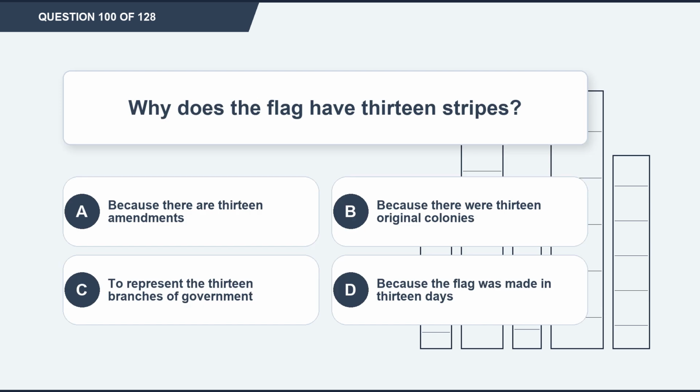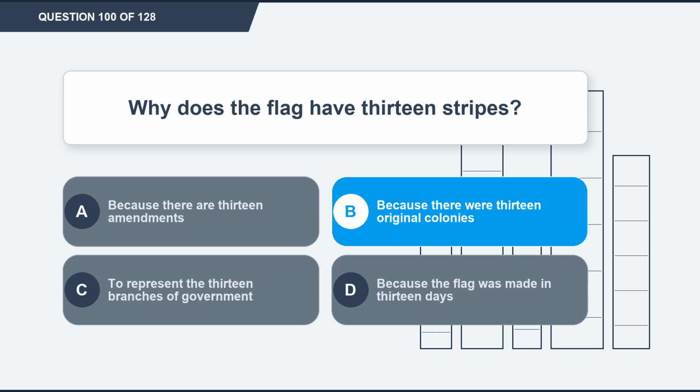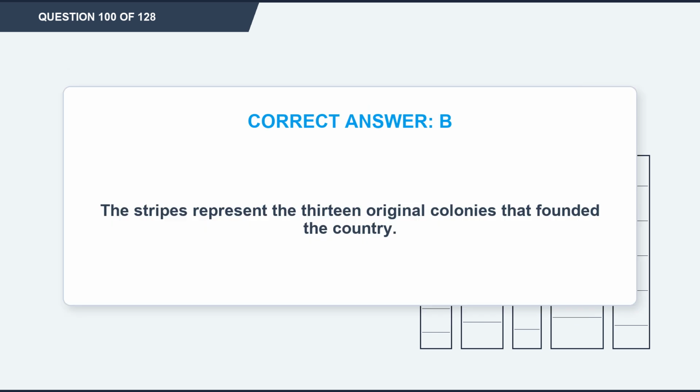Question 100. Why does the flag have 13 stripes? Option A, because there are 13 amendments. Option B, because there were 13 original colonies. Option C, to represent the 13 branches of government. Option D, because the flag was made in 13 days. The correct answer is option B, because there were 13 original colonies. Explanation. The stripes represent the 13 original colonies that founded the country.